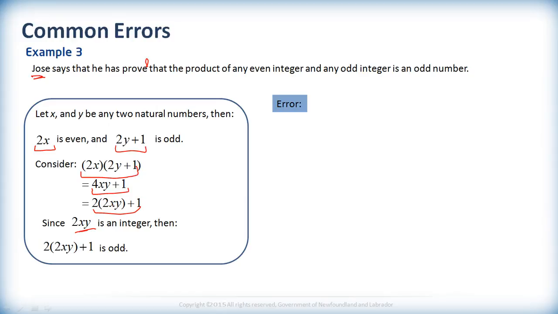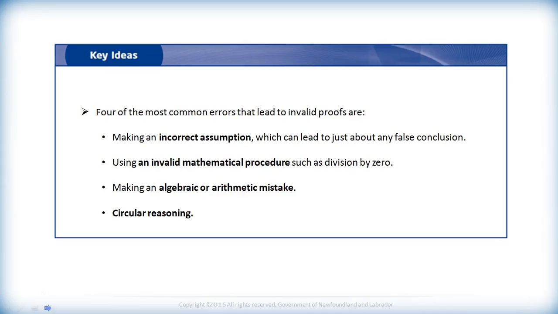Okay, here's the mistake. Distributive property. That term is correct, but when I multiply those terms, uh-oh. So that's just an algebra mistake. Sorry, Jose. Stick to baseball. Okay, so Jose made an algebra mistake. So remember, the 4 most common errors: incorrect assumptions, invalid math procedure, and that's that division by 0, algebraic or arithmetic mistakes, and circular reasoning. You can't assume what you want to prove before it's been proven.